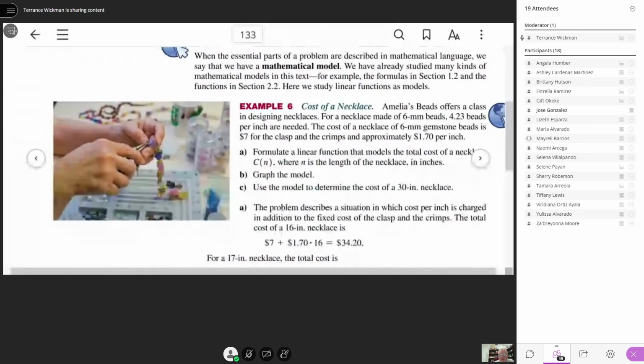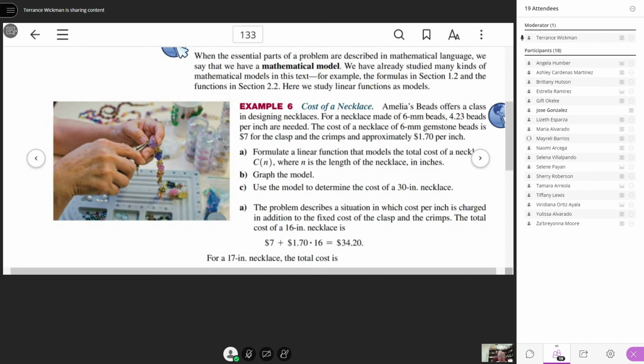The cost of a necklace. Mia Beads offers a class in designing necklaces. For a necklace made of 6mm beads, 4.23 beads per inch are needed. The cost of the necklace of 6mm gemstone beads is $7 for the class, and approximately $1.70 per inch. Formulate a linear function that models this.